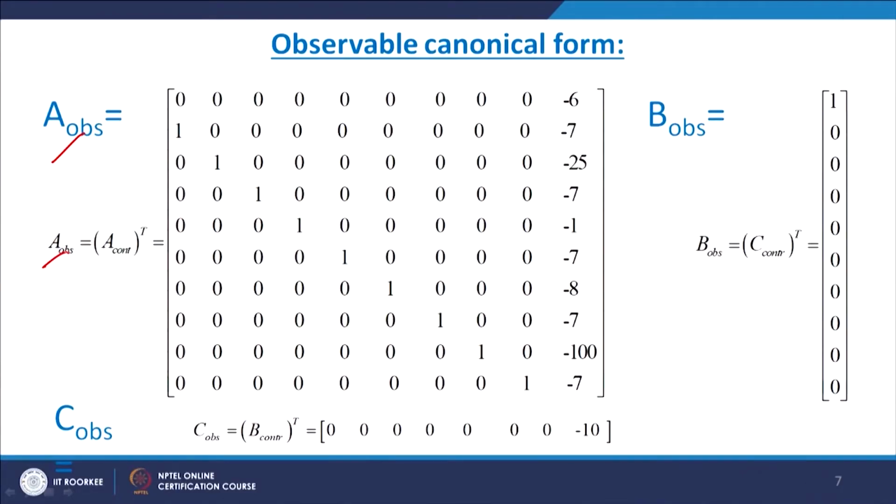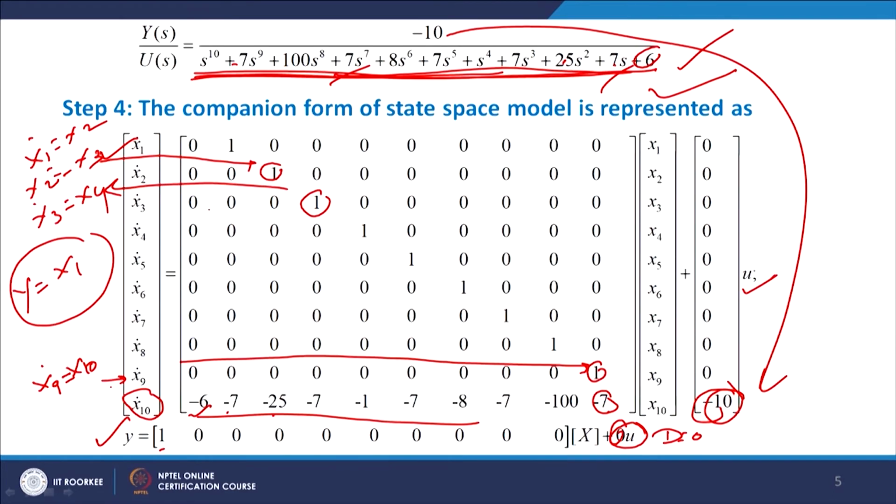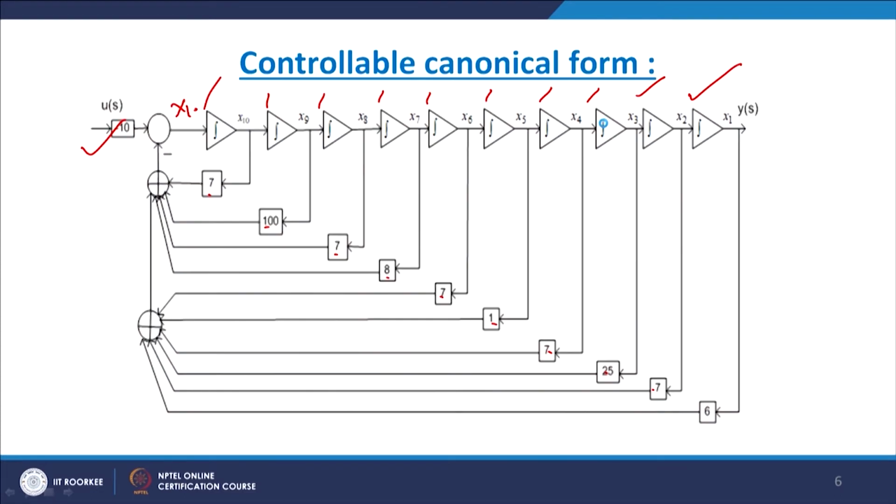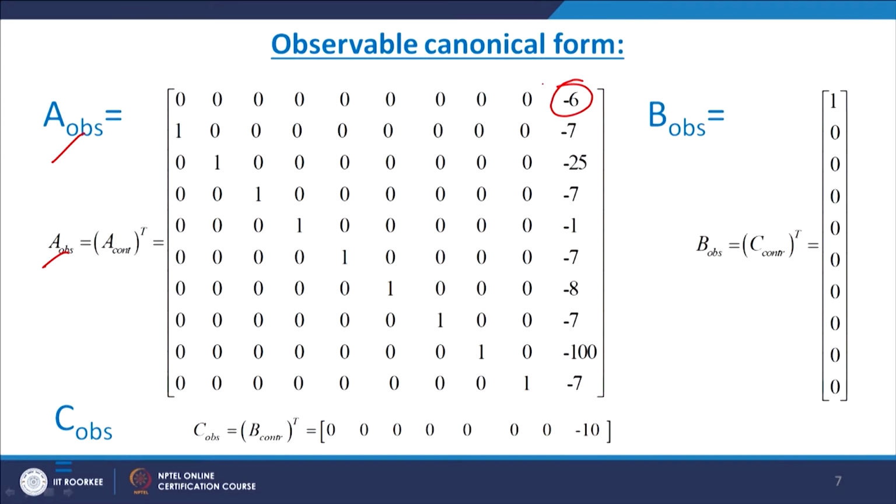So, see here, A observable equals the transpose of A controllable matrix. You see here this is your A controllable matrix, and we have to take its transpose. Transposing means that this minus 6 which is here will go to this side. So you will find 0 0 0 minus 6, and up to 0 0 minus 7. Here we are simply taking the transpose of the A controllable matrix.